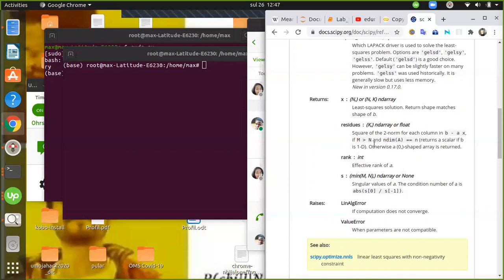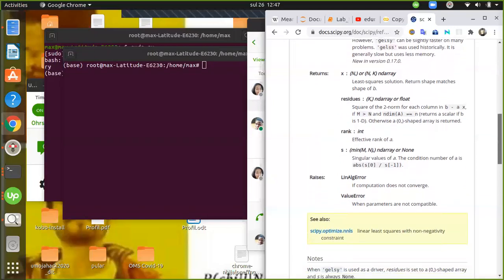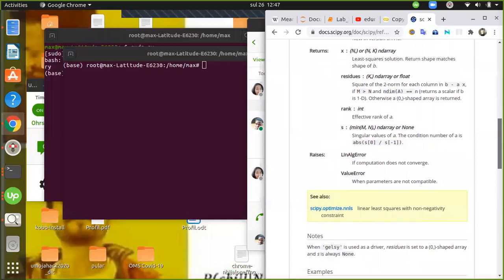When we talk about rank in the case of a matrix, it is the number of rows whose values are different from 0. The S, it is the singular values of A. The singular values of A, it is the value for which when we derive A, it is equal to 0. So that is what we call singular values.